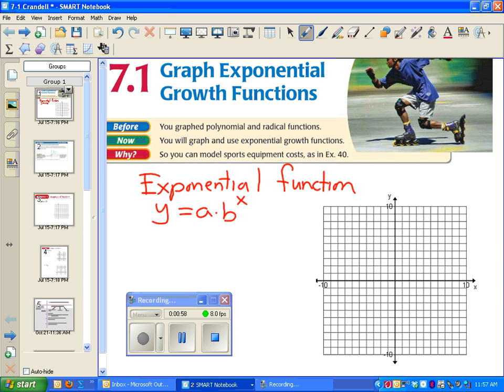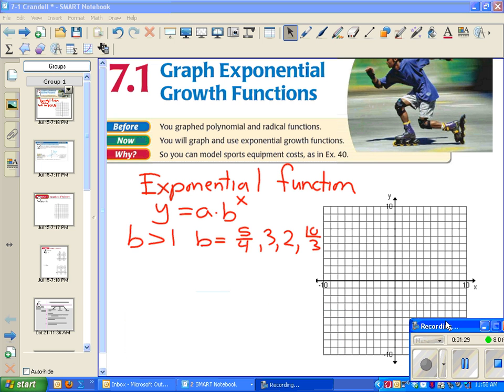So the x is the exponent, the variable. And then a is positive. A also can be negative. But the thing that makes it an exponential growth function is that b, your base, is greater than 1. So b could be equal to 5/4. That's a number greater than 1. 3, 2, 10/3. Anything greater than 1 would be a growth function. Okay, if it was less than 1, it'd be a decay function.